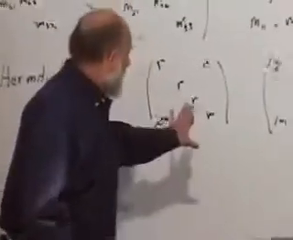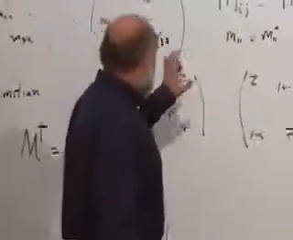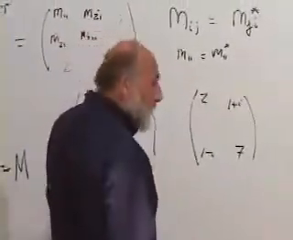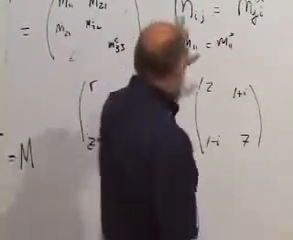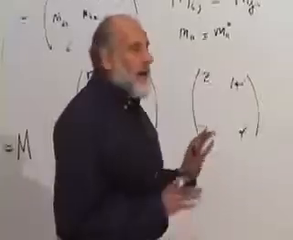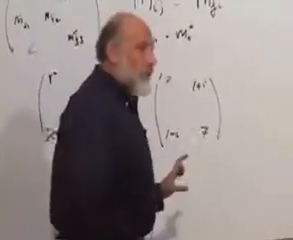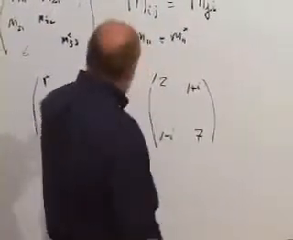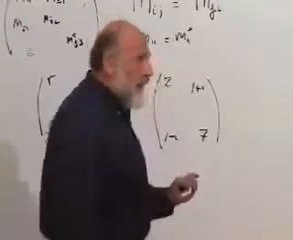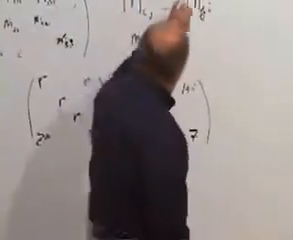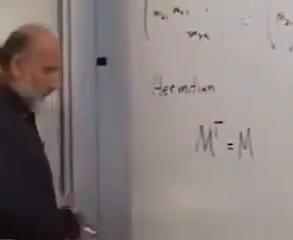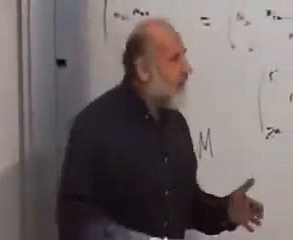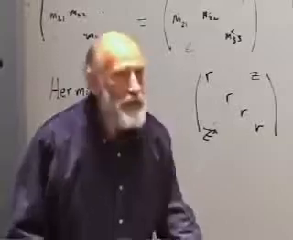This is a kind of reality property. A thing being its own complex conjugate for a number says that it's real. For a matrix, the concept of reality is not that the matrix elements are all real, not that each matrix element separately is its own complex conjugate, but each matrix element is the complex conjugate of the reflected matrix element. We're going to see very shortly why this is a good definition.